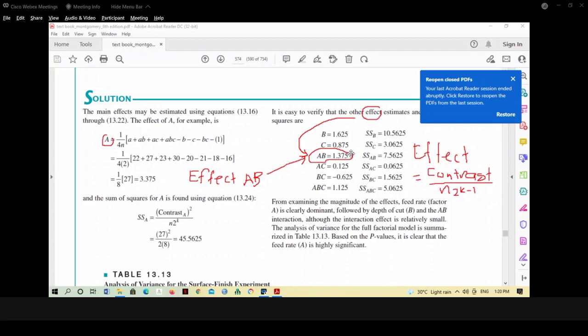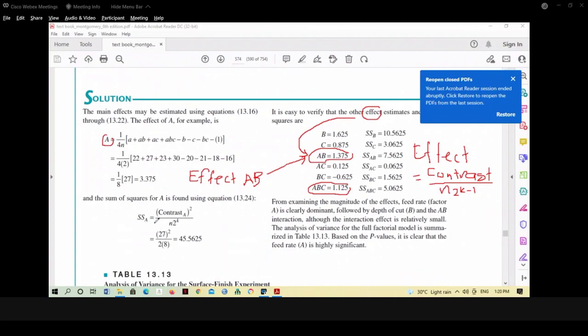Okay, so you can verify it in your own sweet time. For the effect of B and C, you can use something similar, just the contrast of B and the contrast of C. For graphical analysis, you cannot use graphical for ABC. For ABC, you use a formula, right? That means the effect of ABC equals the contrast of ABC divided by n times 2 to the power k minus 1. You can use that to get the ANOVA, right?